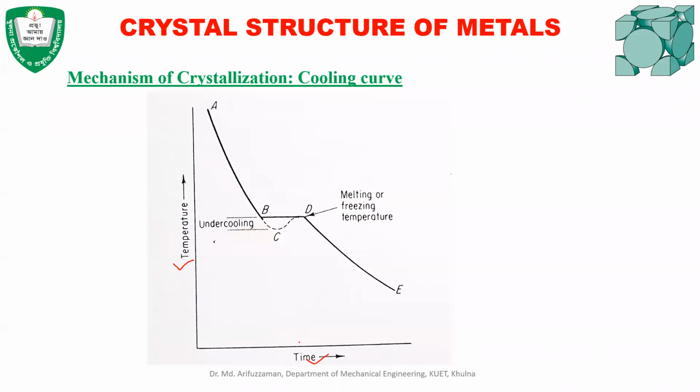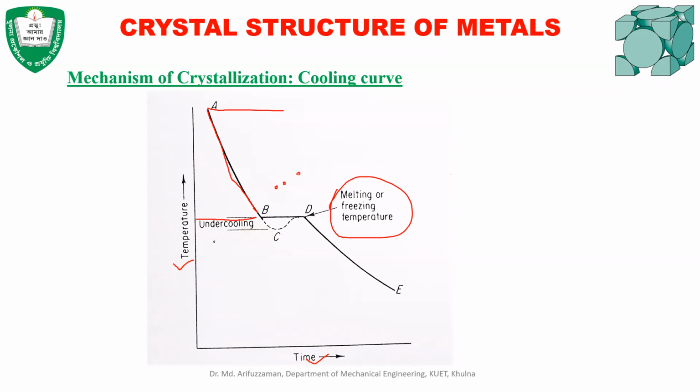With the increase of time, the temperature decreases. This is the very high temperature where the atoms are not regularly arranged. The atoms are individual and move at a very high speed. They contain very high potential and kinetic energy. When the temperature decreases and comes close to the melting or freezing point temperature, the nuclei form.